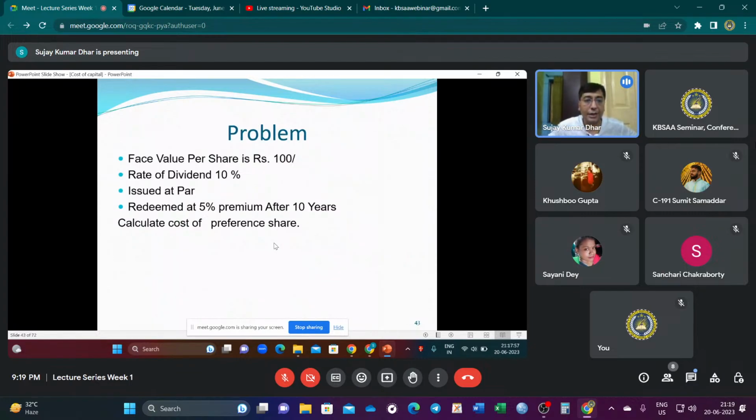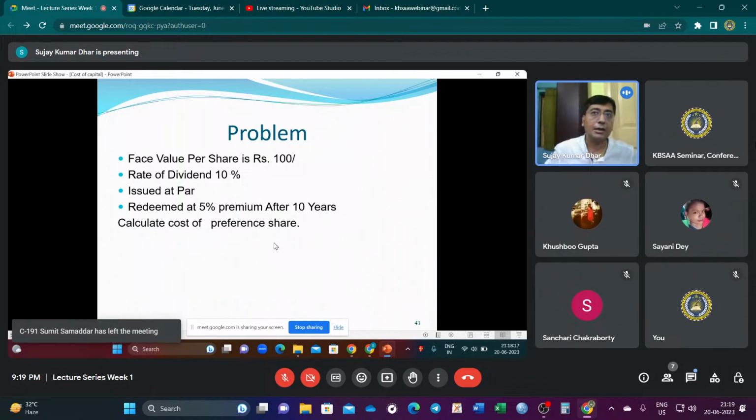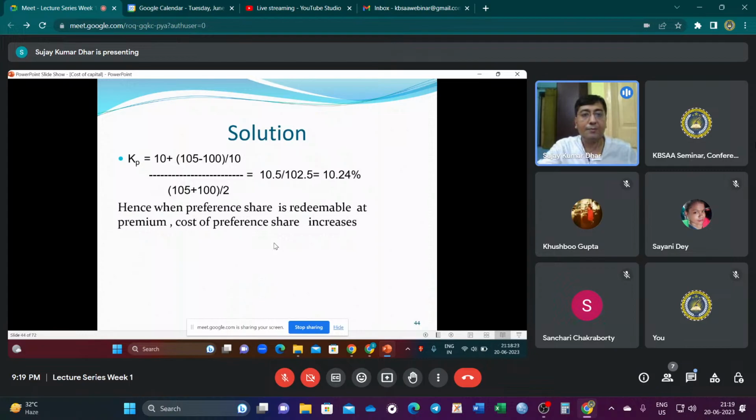Face value per share 100, rate of dividend 10%, issued at par, redeemable at 5% premium. Tell me what will happen. Purchase price is 100, redemption price is 105. Purchase and redemption price are different, so we'll go for first formula. What is first formula? D plus (F minus P) by N, whole divided by (F plus P) by 2. So 10 plus (105 minus 100) by 10, whole divided by (105 plus 100) by 2. So 10.24%.